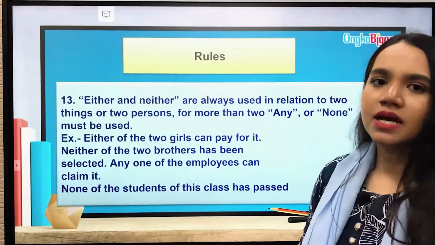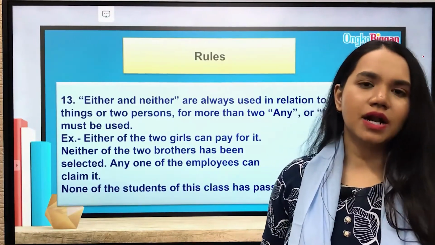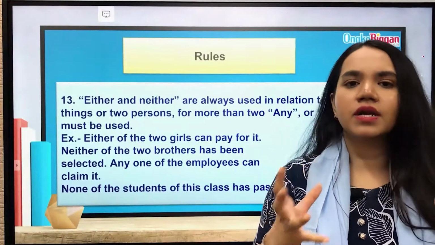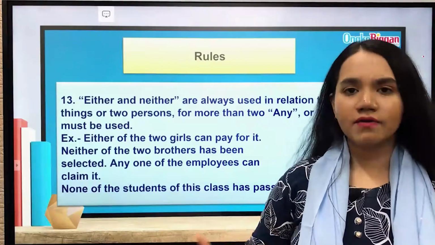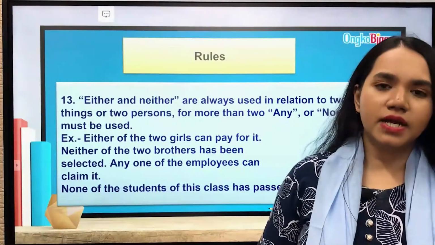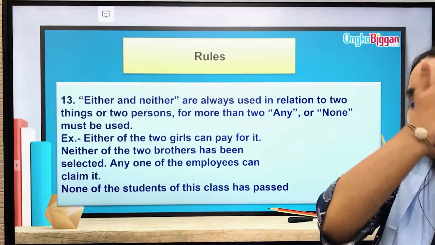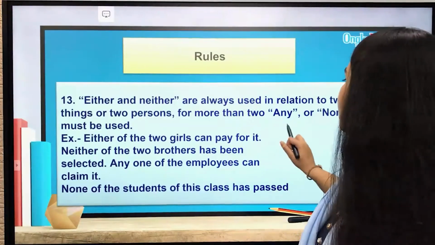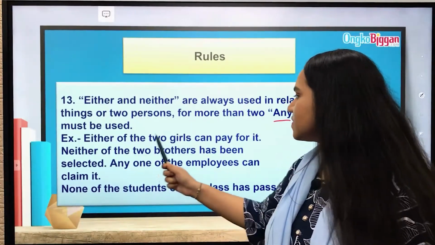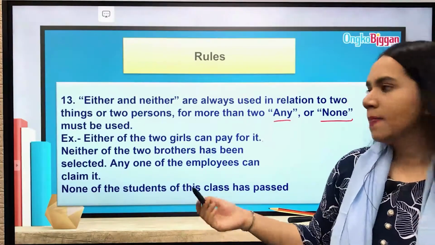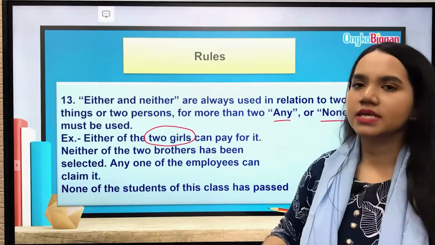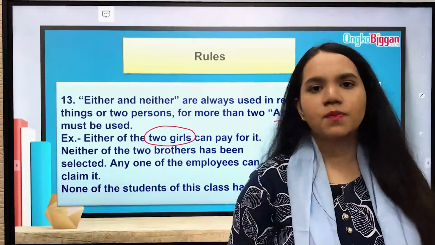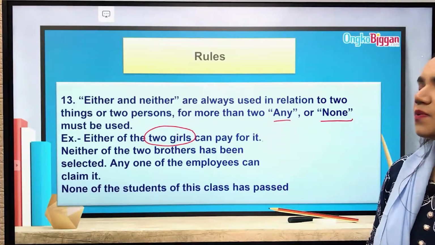But now we are saying that either and neither refer to two persons or two identities, comparing between two different identities. But if you have a comparison between many different identities, then either or neither cannot come into place. We have to use any or none. So, either of the two girls can pay for it. This is fine because you are trying to compare between two things. Neither of the two brothers has been selected. So only two persons. But now, any one of the employees can claim it.